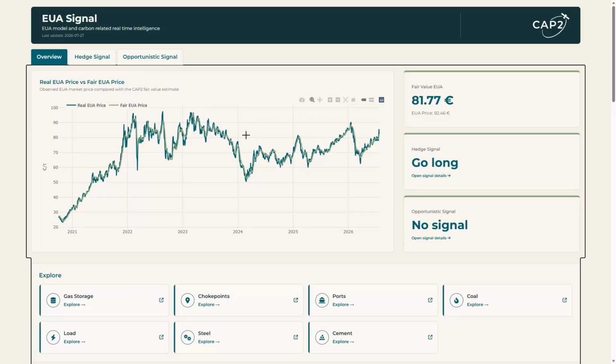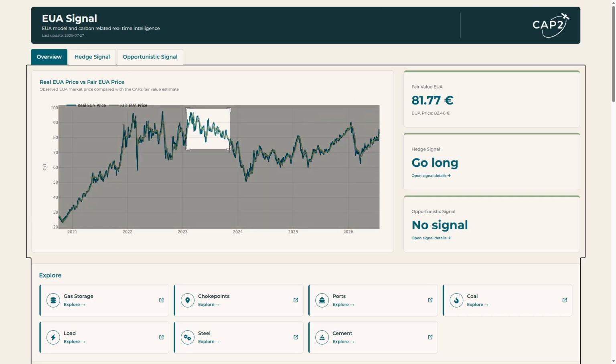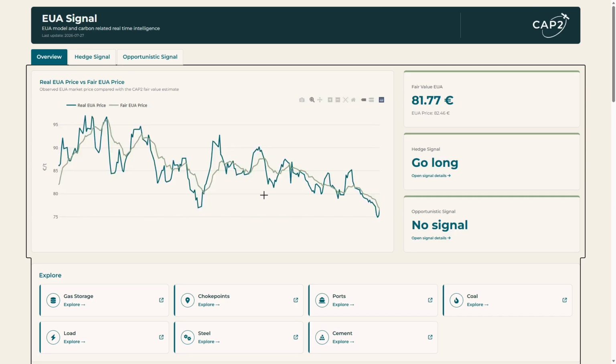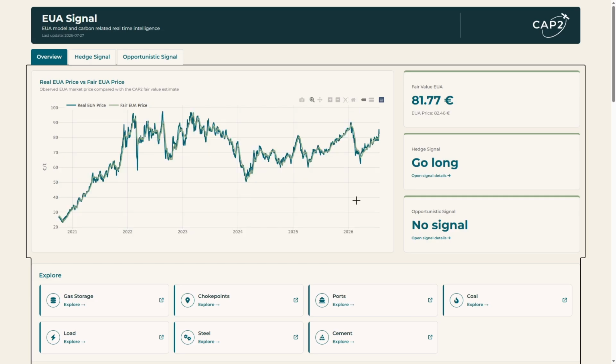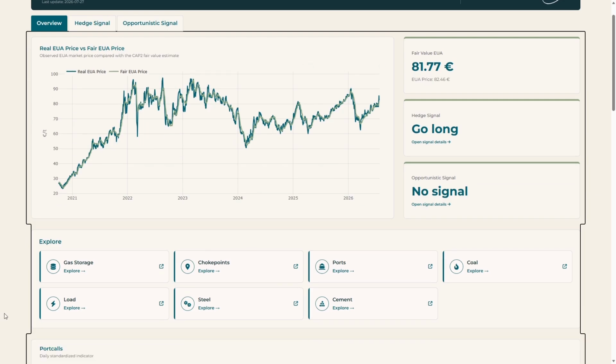You can see that at first sight you see the real EUA price and its development of the fair value, being the green line here, and the real price being the bluish line. We derive the fair price with an econometric model based on different kinds of inputs like gas storage, shipping choke points, and traffic going on at shipping choke points.